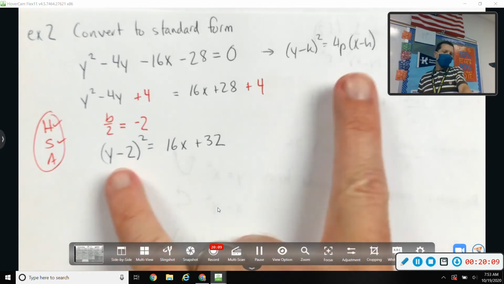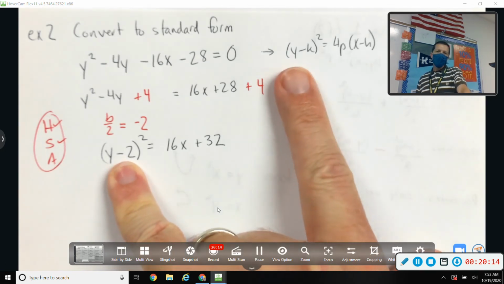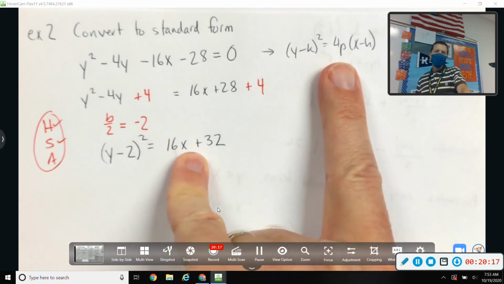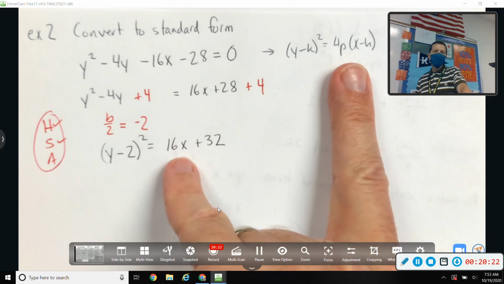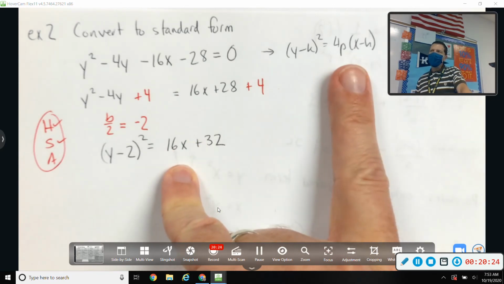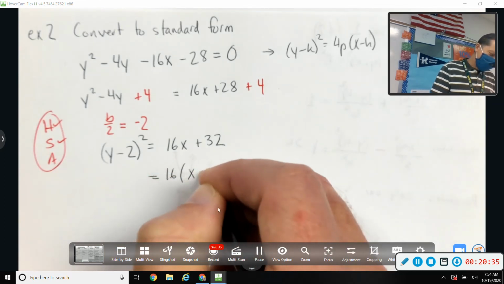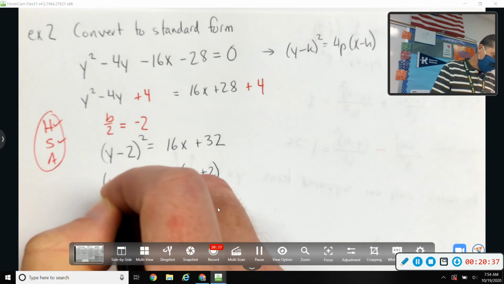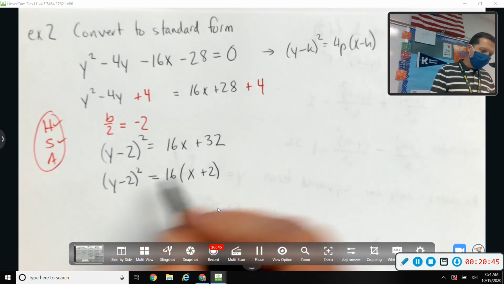Right, that's pretty close to what we're going for. I got the y stuff right. What should I do to fix the left-hand side of the equation to make it match standard form? What's that? Take the 16 out, yeah. And now it looks like a parabola. A left and right parabola, and actually a right parabola.